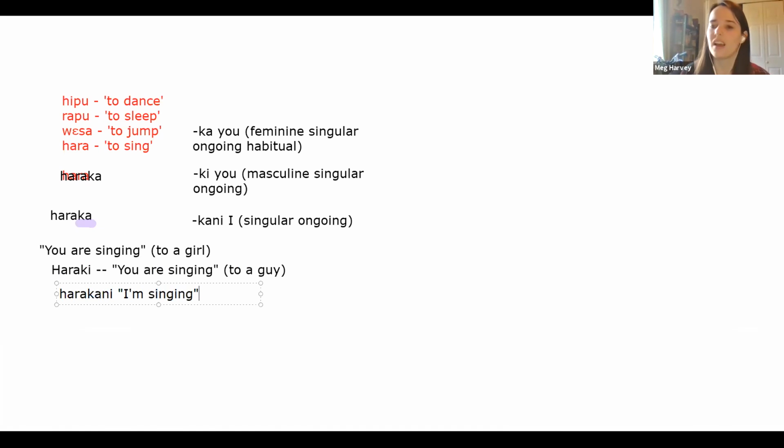Great work. And once you break it down like this, you can start to take them apart and put them together to form your own sentences. And you can do this with any of these. So looking at where we have haraka, meaning you are singing to a girl, haraki, meaning you are singing to a guy, and harakani, meaning I'm singing. How do we think I would say I'm sleeping? You can type your answer in the chat box.